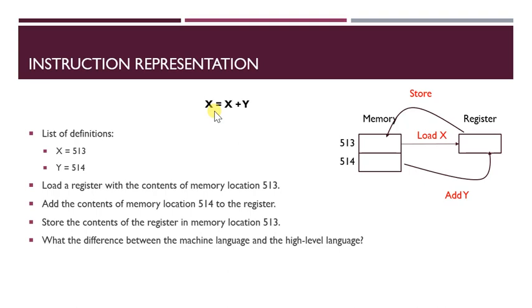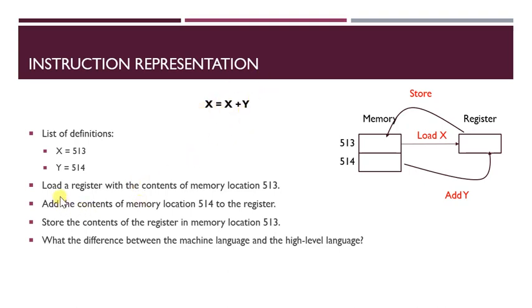Inside the assembly language, you need to declare the address of variable x, and also declare the address for variable y. For example, here the address for x is 513, meanwhile the address of y is 514. So these are basically the instructions that must be performed to do this program.